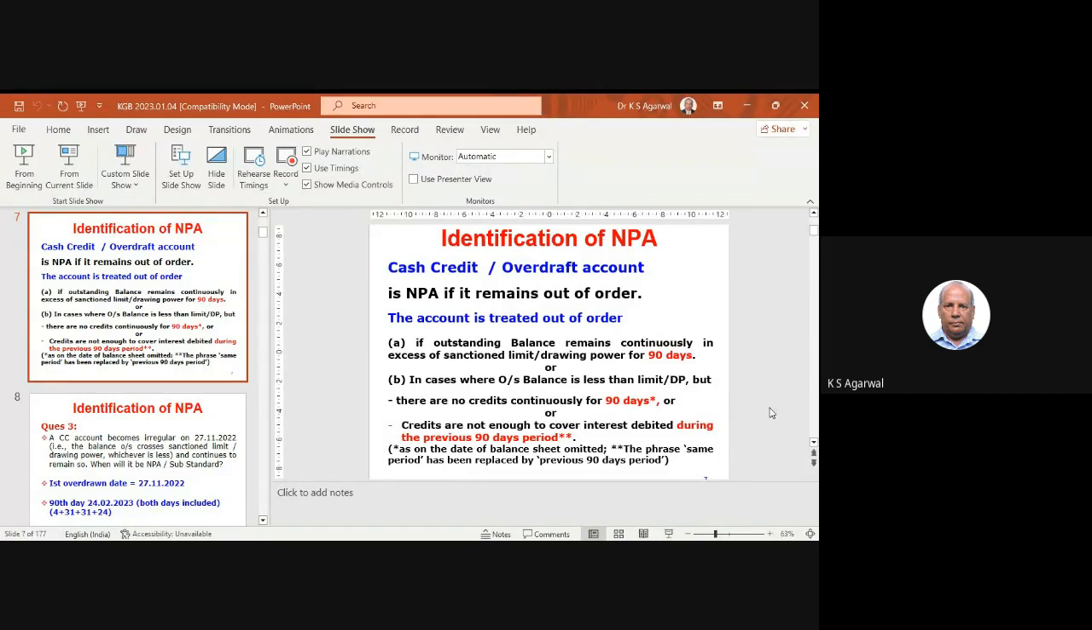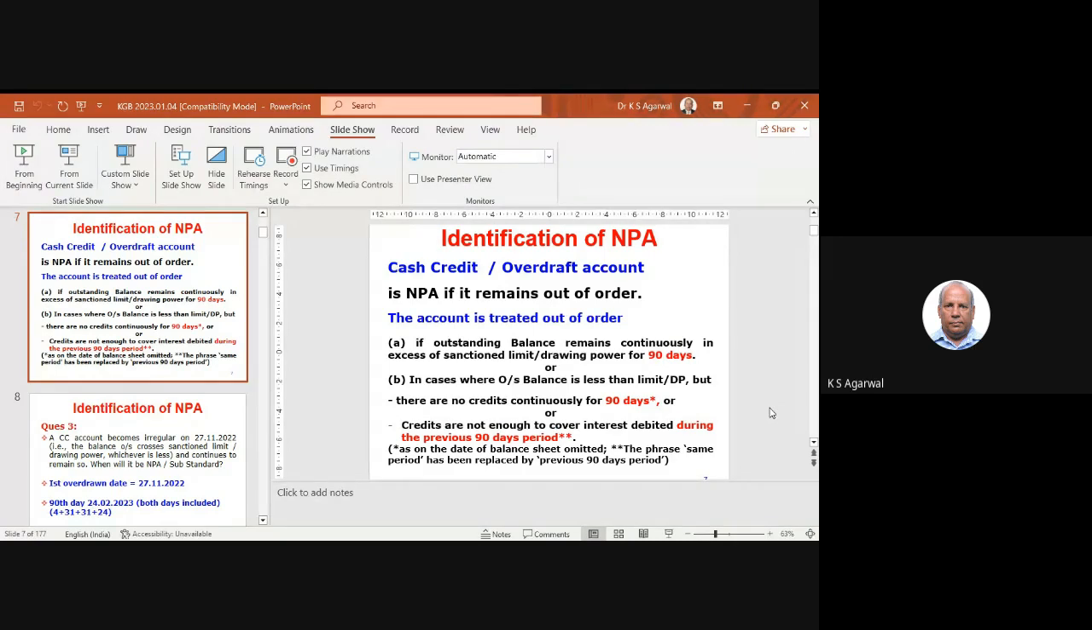And in second clause, credits are not enough to cover interest debited during the same period. Earlier phrase was same period. Now the same period has been replaced by previous 90 days period. So see friends, what significant change it has brought about.